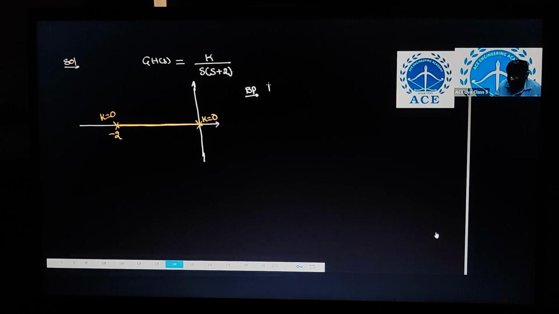Already we solved this problem. Breakpoint: d by ds of 1 by (s square plus 2s) equal to 0. Using u dash v minus u v dash, we get 2s plus 2 equal to 0, so s equal to -1. Is it a valid breakpoint? Yes, -1 is a valid breakpoint.